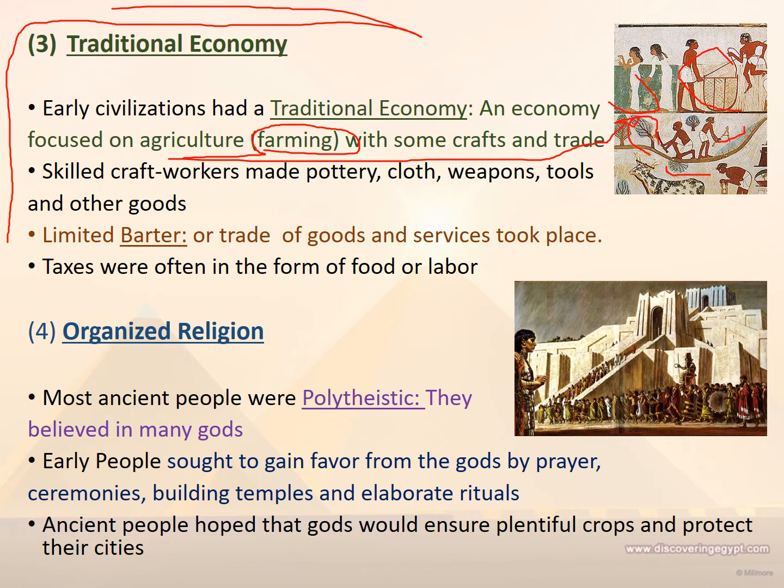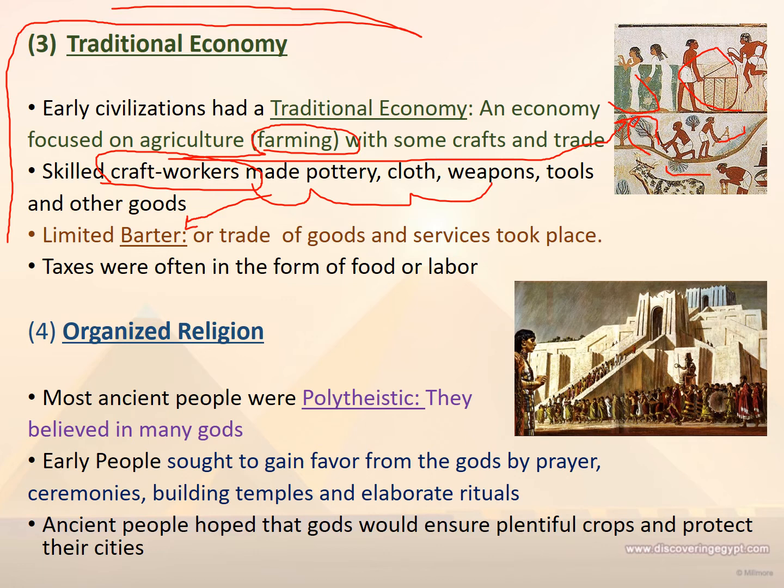And that traditional economy would also have your skilled craft workers, your craftsmen, who would make your pottery, your cloth, your weapons. Again, that's that 10 to 15% of the population, and people would barter goods. I'll give you a chicken for that stone axe or copper axe.